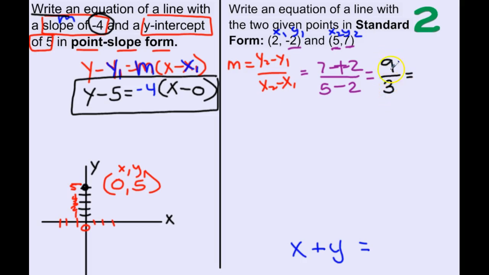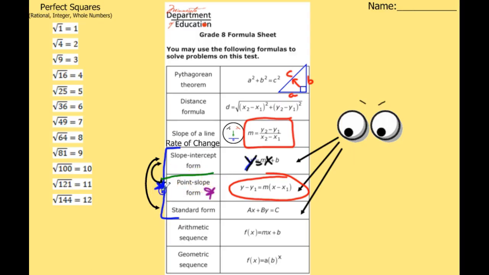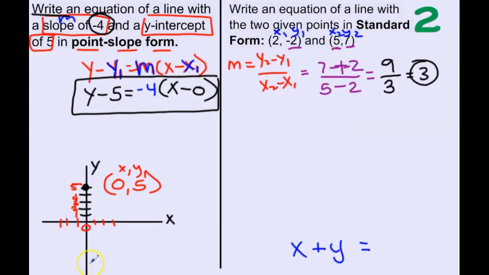Well, we can simplify this. 9 divided by 3 is just 3. So my slope is 3. Now, if I have a slope and a point, well, you guys, if I have a point and a slope, I can start with point slope form. So again, I'm going to write out point slope form and plug in what I know.